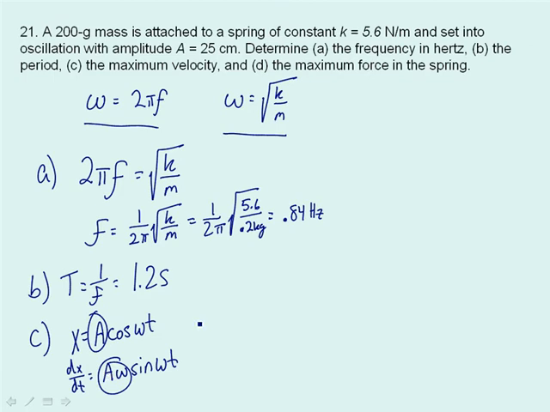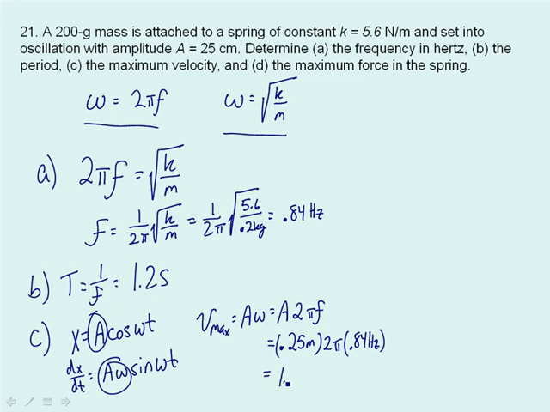So our maximum velocity, Vmax, is equal to a times omega, which is equal to a. I set up here that omega is 2 pi times the frequency. So that is the amplitude of 0.25 meters, 2 pi times the frequency, which is 0.84 hertz. And that gives us our maximum velocity, which is 1.32 meters per second.